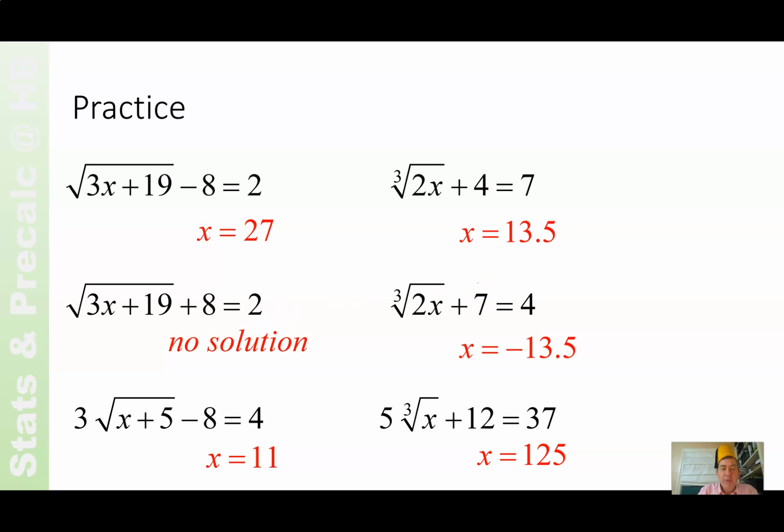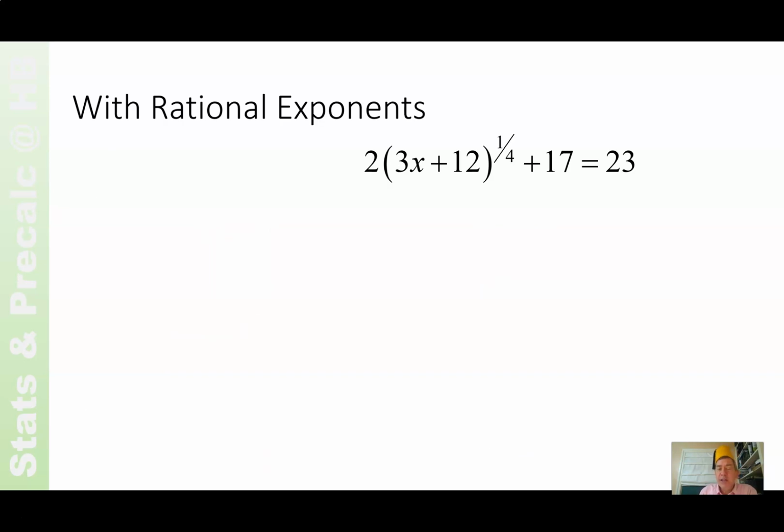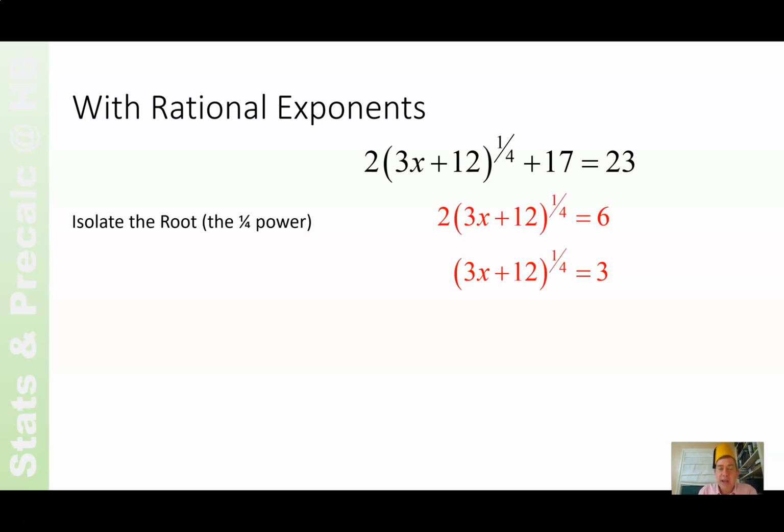All right, one more level here with a rational exponent. Instead of our radical, we've got a rational exponent, but the process is exactly the same. Number one, isolate the radical. Isolate the root. In this case, it's a 1/4 power instead of a radical. Subtract 17 from both sides. Divide by 2. And now we've got the root all by itself over here.